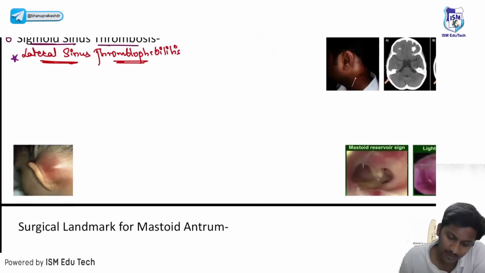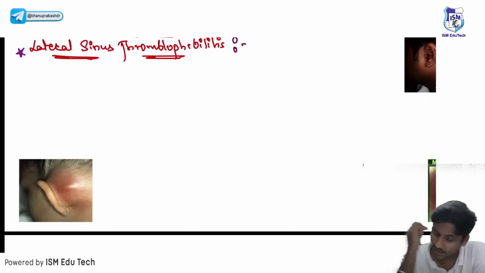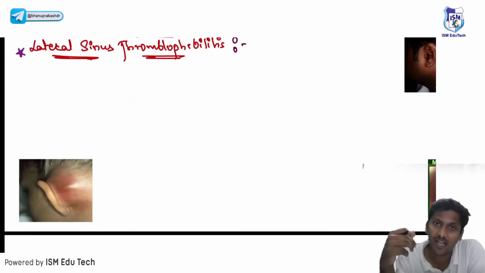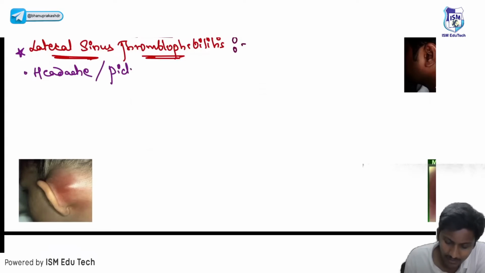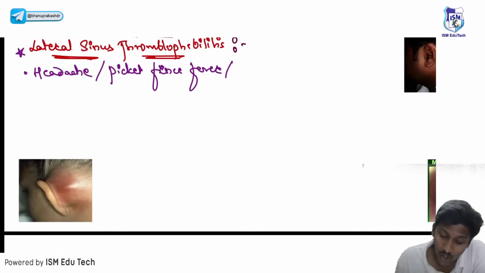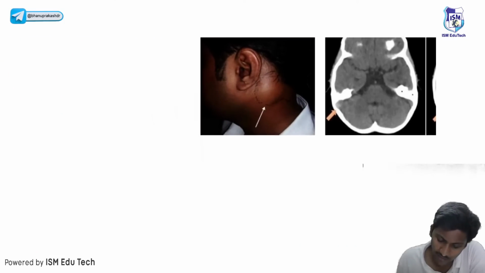If there is sigmoid sinus thrombosis, what will be the complaint of the patient? Definitely, the blood is not able to come out from the brain, from the cranial cavity. Therefore, the intracranial pressure rises, and that is the reason why this patient develops a headache. Along with that, the patient develops a spiky fever, called the picket fence fever. The patient develops a classical fever known as the picket fence fever. Along with headache and the picket fence fever, the patient will also have edema over the mastoid.